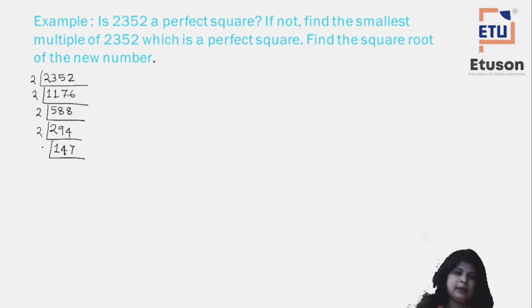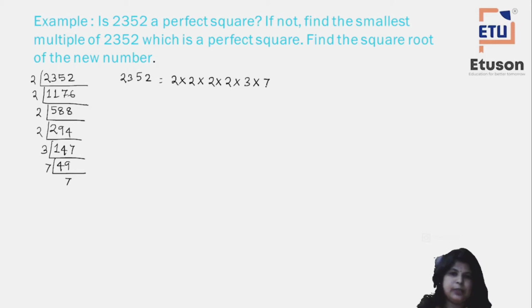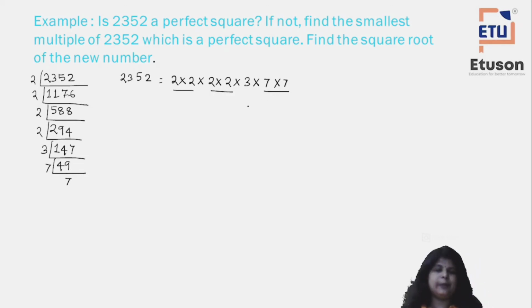147. Divided by 3, you'll get 49. By 7, you'll get 7. So you can write down 2352 is equal to 2 into 2 into 2 into 2 into 3 into 7 into 7. Now let us pair them. So 2 into 2, 2 into 2 and 7 into 7.